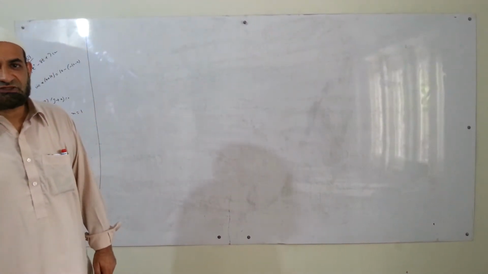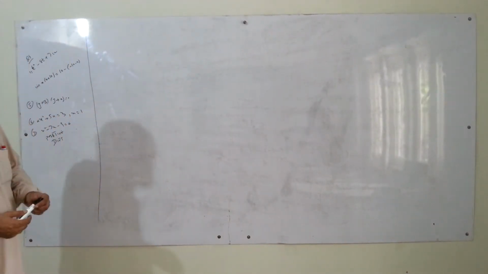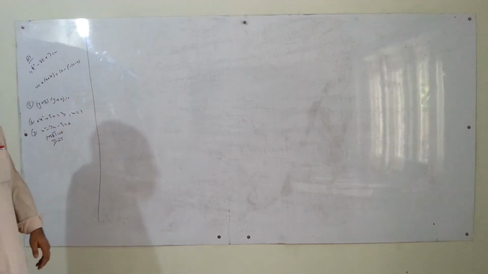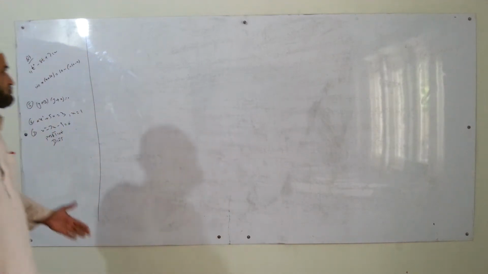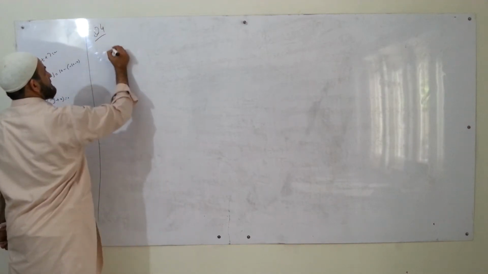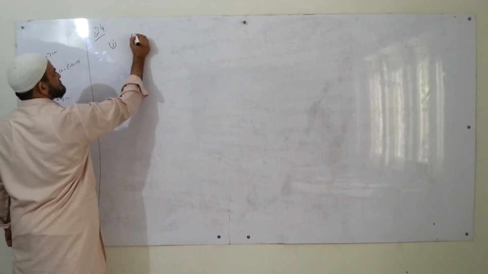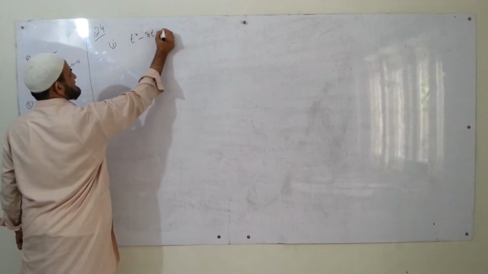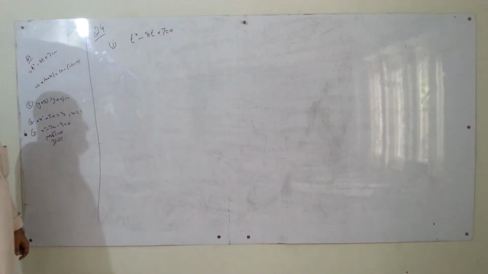Today we will review the lecture for class 10 mathematics. Exercise 1.1. In the previous lecture we have done questions number 1, 2 and 3. Now we start question number 4. Part 1: t square minus 8t plus 7 equal to 0.